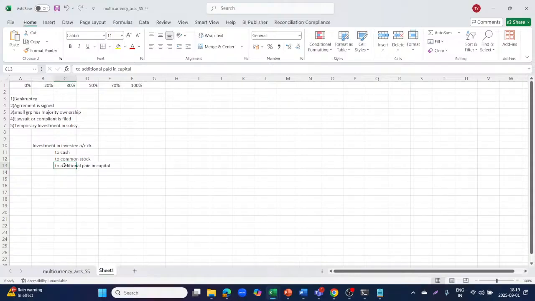Now to record the income, if any income is earned by the investee, in that case you book the entry as investment in investee account debit, to share in investee income account credit. This should be your entry to record the income. First was to record the initial investment.